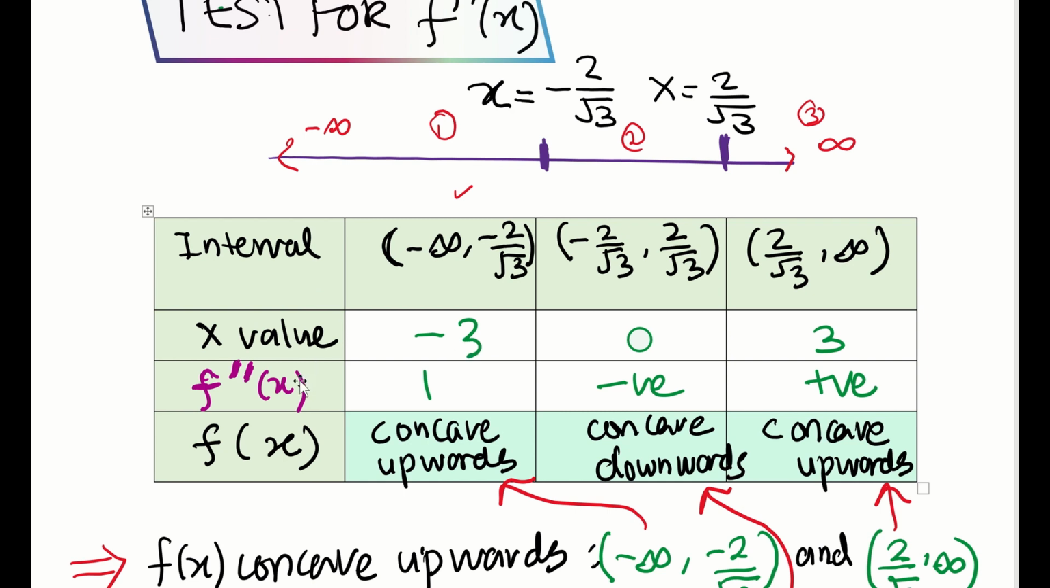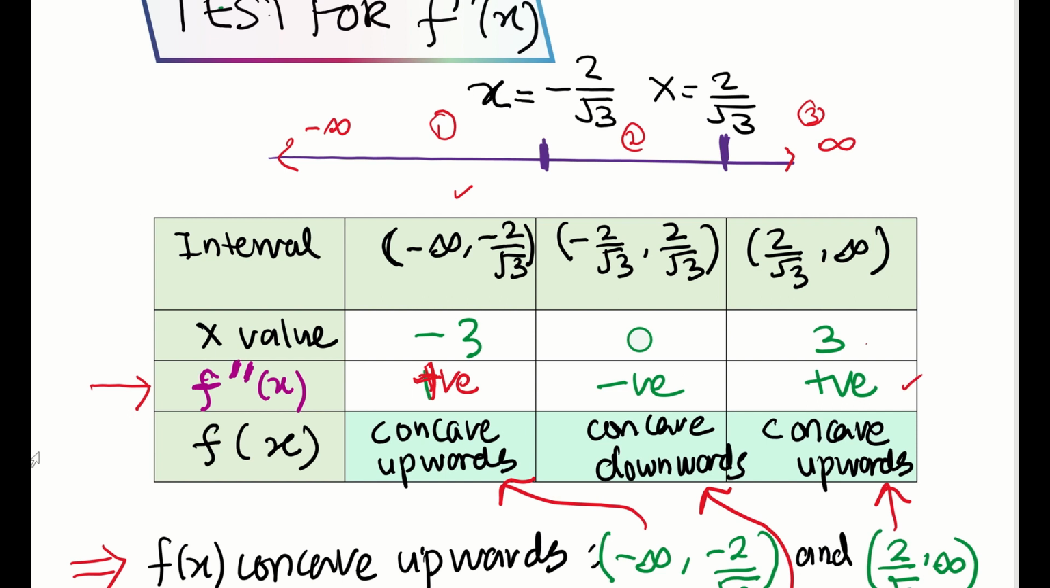Substitute negative 3 into f double prime. You will get the answer is positive. And when I substitute 0, the answer is negative, and when I substitute 3 into f double prime, the answer is positive.